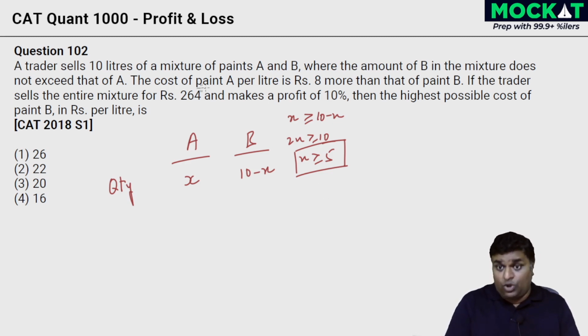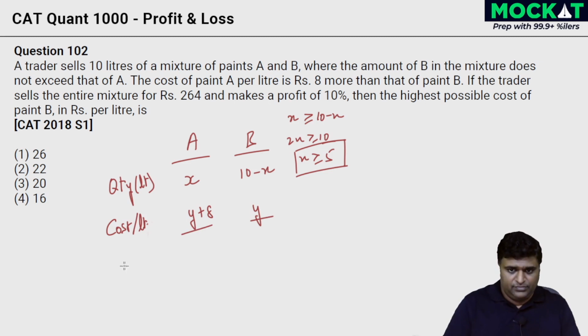Now, what else is given? The cost of paint A per liter is rupees 8 more than that of B. So the cost over here per liter, and there's a quantity in liters, right? Coming back to this, 8 more than that of B. So let this be Y, and this becomes Y plus 8. If the trader sells the entire mixture for rupees 264 and makes a profit of 10%, then what's the cost price going to be?